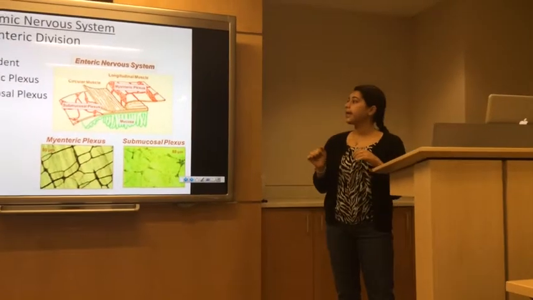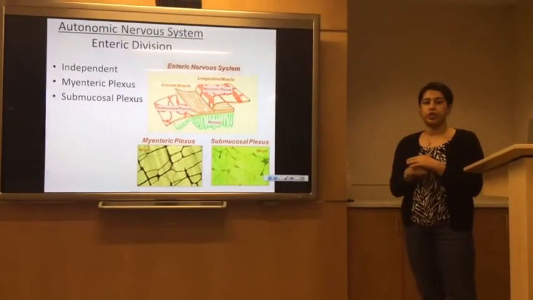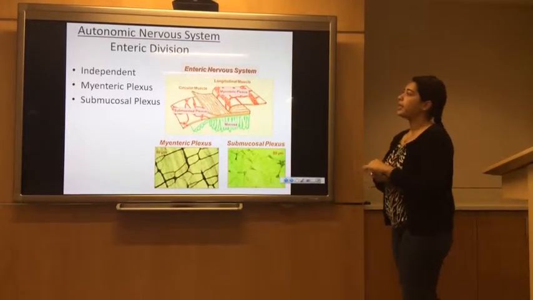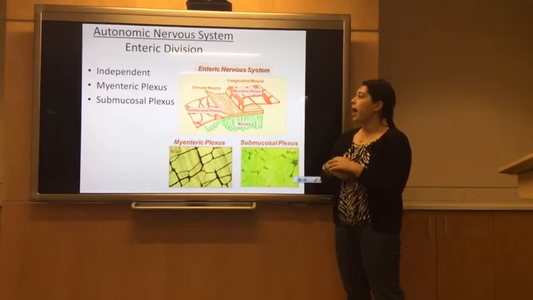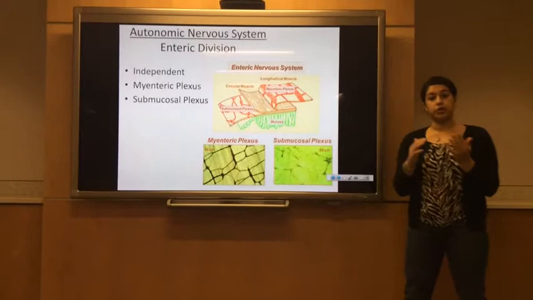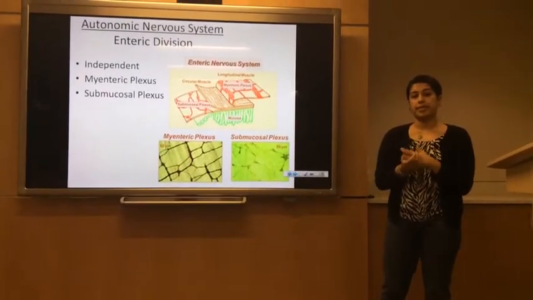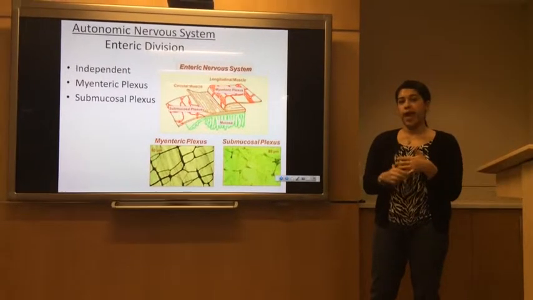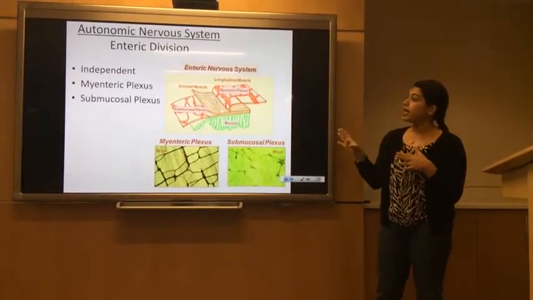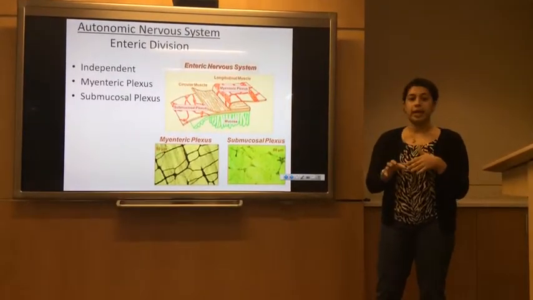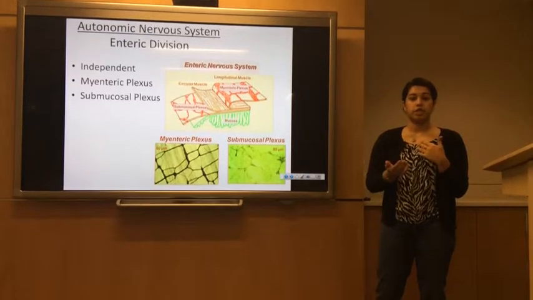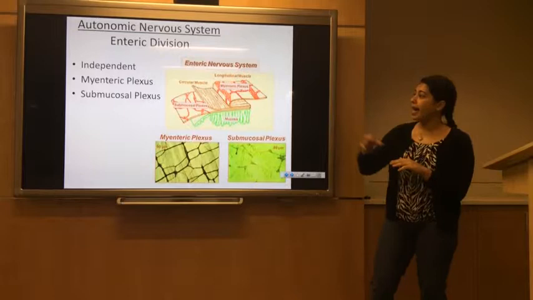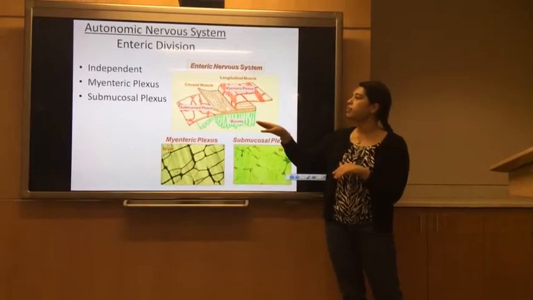Okay, so now we're getting into the enteric division, which is the third division of the autonomic nervous system. The most important thing about the enteric division is that it works independently of the other two systems we mentioned, the parasympathetic and sympathetic nervous systems. What that means is that if we sever the vagus nerve and the sympathetic nerve fibers, the enteric nervous system will still be able to take care of GI function. The two main ways it does so is through the myenteric plexus and the submucosal plexus.